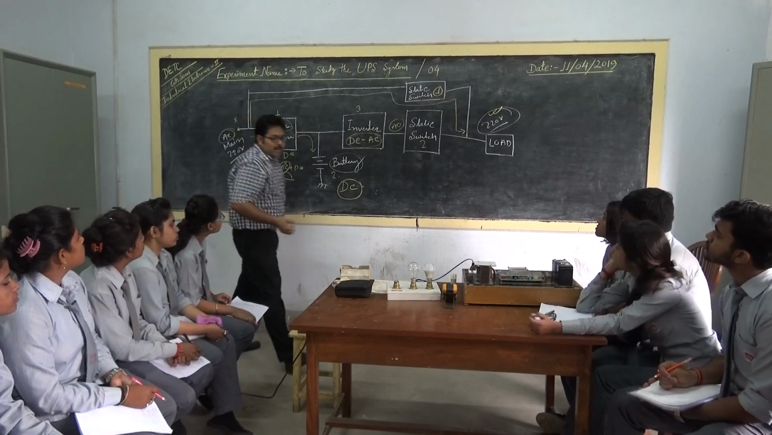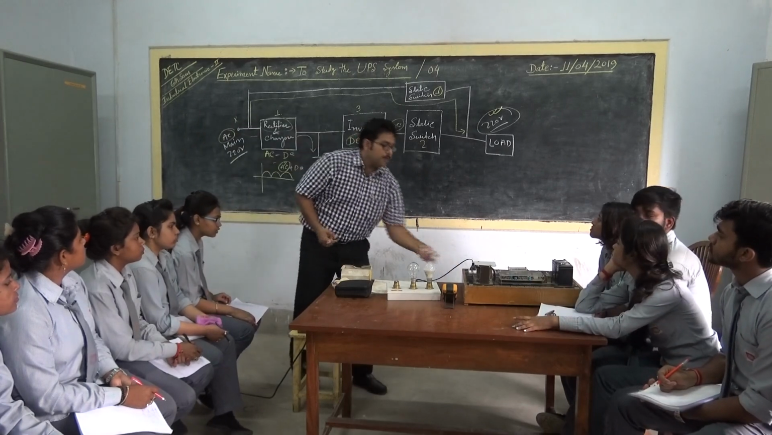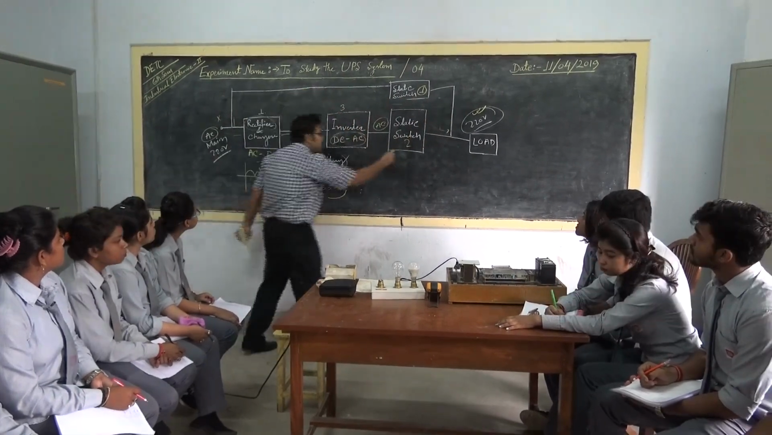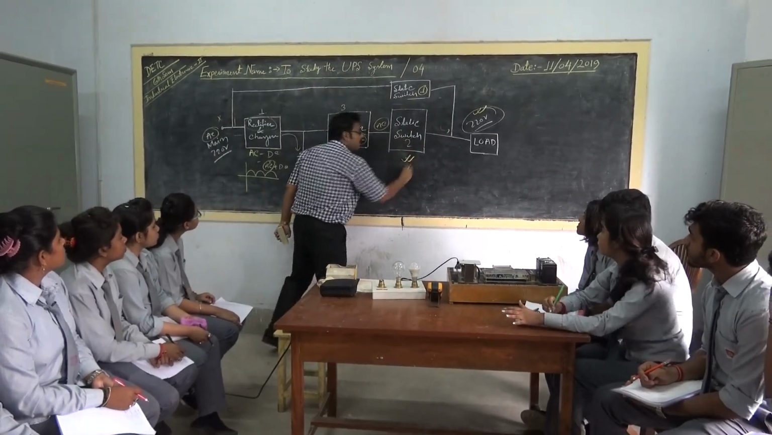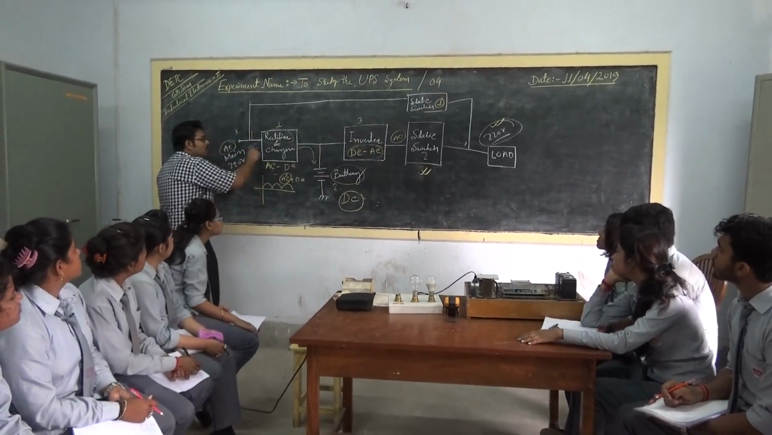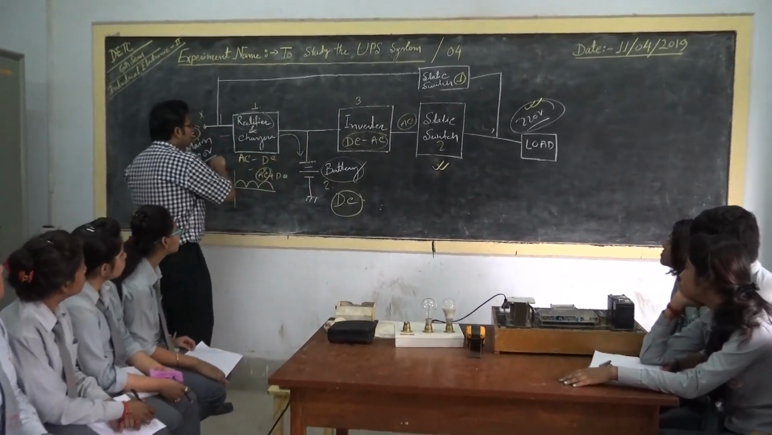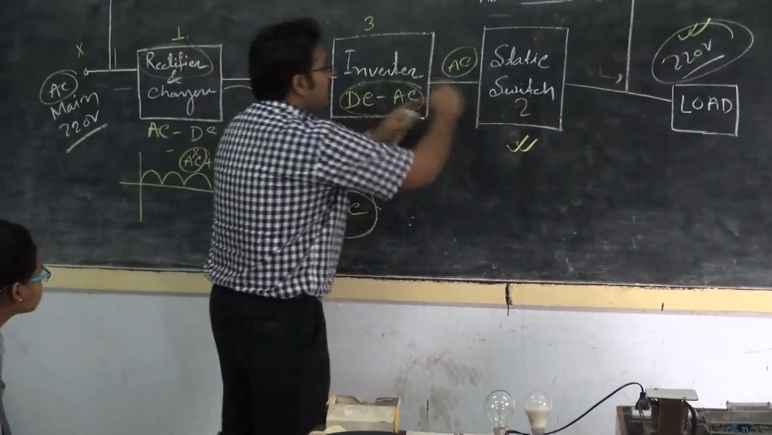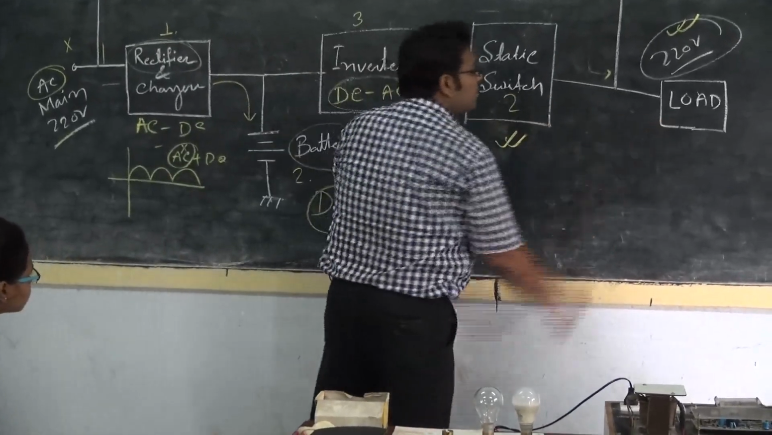In case of online UPS, static switch 2 is always on. So the main supply to the load will flow in this path. Actually, it will be rectified, then stored, then inverted, and then through the static switch it comes to the load.